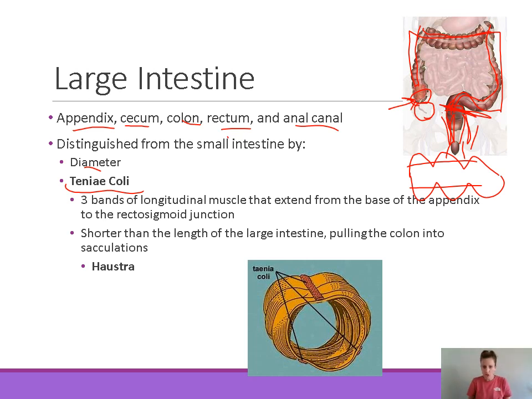We call those haustra. Because the tenia coli are shorter than the entire length of the large intestine, it gets pulled short like this, which creates these little haustra. So each of the little pouches that you see, those are haustra. When you look at this bottom picture right here, you can see the 3 bands of tenia coli. So like this band, and then there's one here and one here, kind of forming a triangle around the outside of the large intestine.